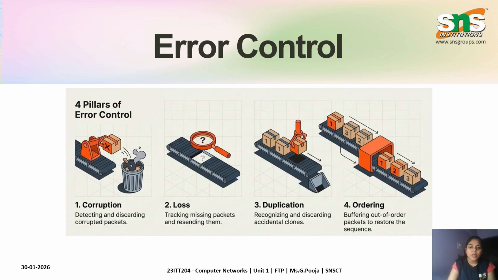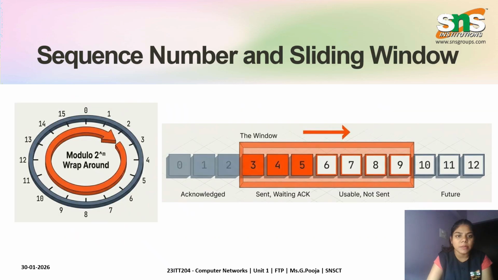And this is the error control. In error control, there are four pillars to concentrate on: corruption, loss, duplication, and ordering. Corruption means the packets which are not authentic or have some issues are eliminated, and loss is tracking which packets are missing. Duplication is if any packets are the same or cloned, then they are removed. And in ordering, we buffer out-of-order packets to restore them in sequence.